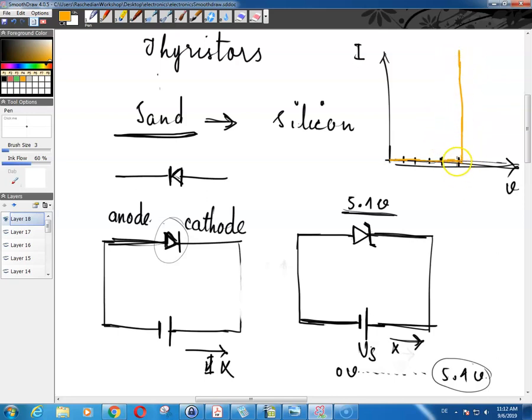Of course, this is a perfect Zener diode, but in reality it might be something like this. Okay, so that's basically how a Zener diode works. So again, you are controlling the flow of electric current using this semiconductor.